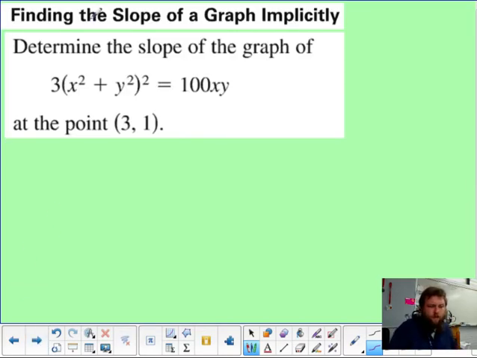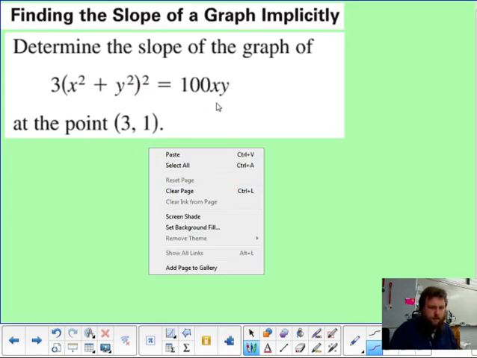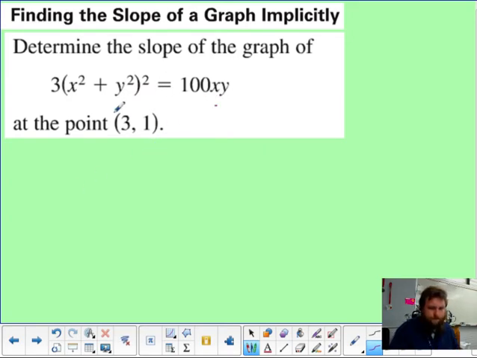Let's try another one. Determine the slope of the graph right here at this point. So, first thing, I want to differentiate both sides of the equation. So you get a d/dx of both sides, right?